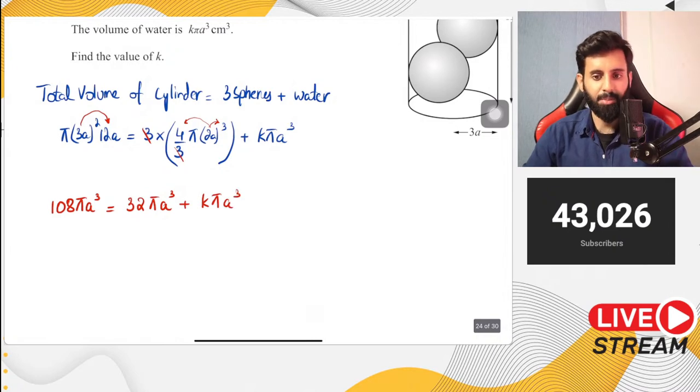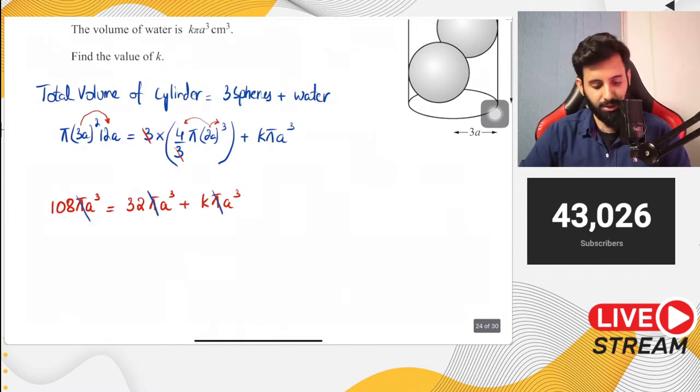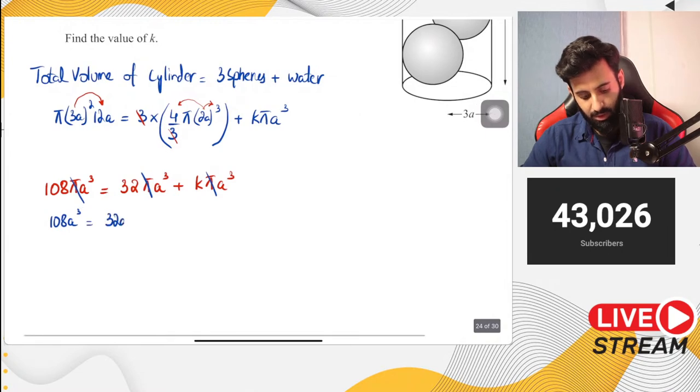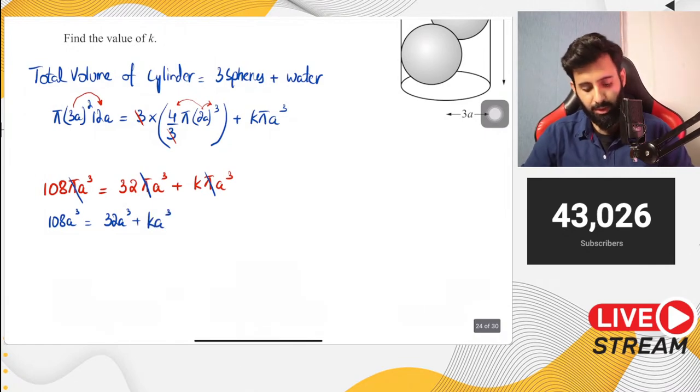Now notice that we have pi everywhere, so we might as well cancel pi from everywhere. Cross this out, cross this out, cross this out. It's like taking pi common and crossing it out. And now here's what we have: 108 a cubed is equal to 32 a cubed plus k a cubed. And if you were thinking that we could have crossed out a cubed as well, then that's perfectly all right. In fact, that's what we're going to do now.